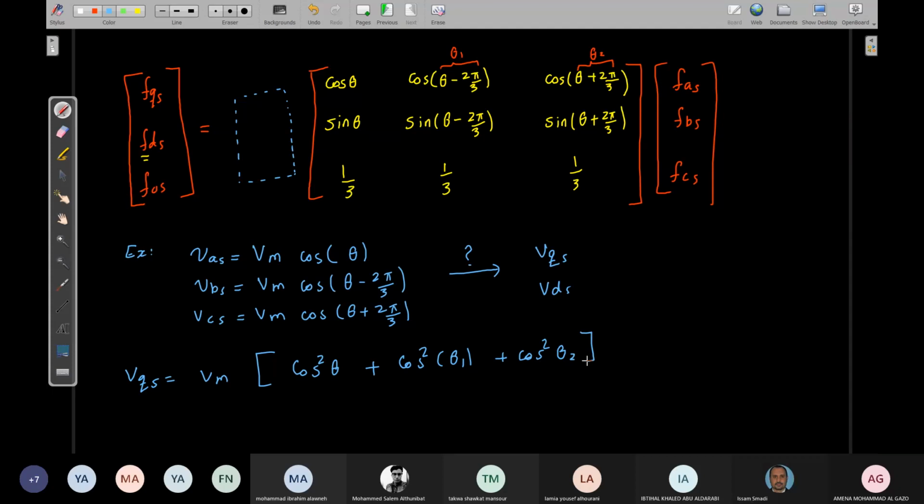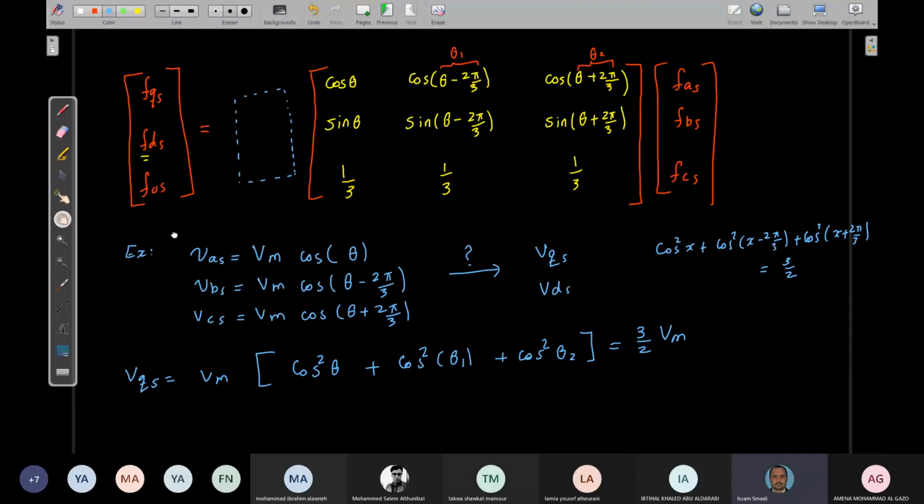Now, do you know this one is equal to what? If you go to your textbook in the appendix A, you will find the trigonometric relation. You will find that cosine square x plus cosine square x minus 2 pi over 3 plus cosine square of x plus 2 pi over 3 is equal to 3 over 2. So this will equal 3 over 2 VM.